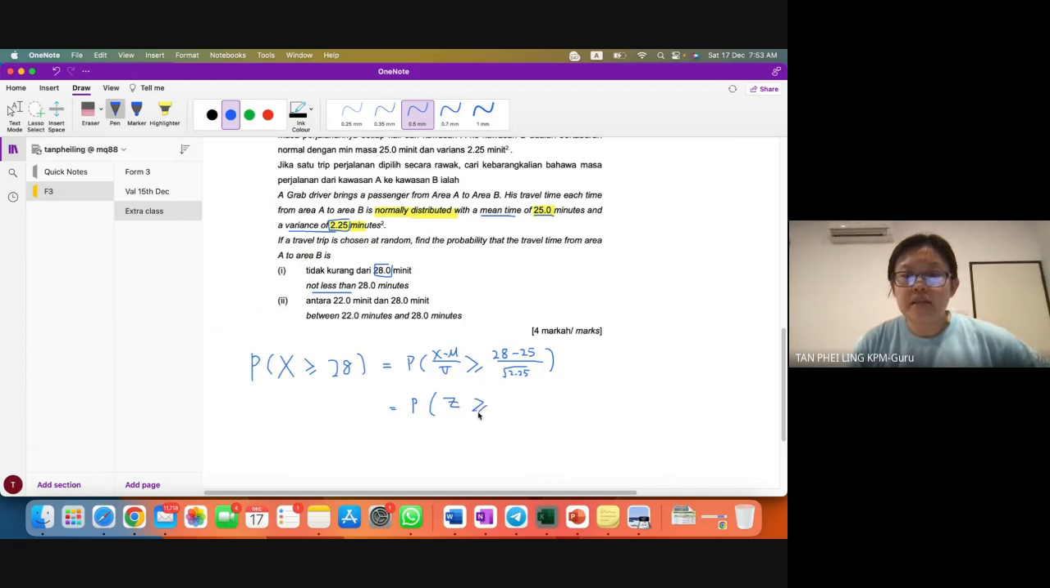Then this part here, use calculator, you will get 1.5. So 3 divided by 1.5, you get 2. Okay, so here you want your Z score to be more than or equal to 2.